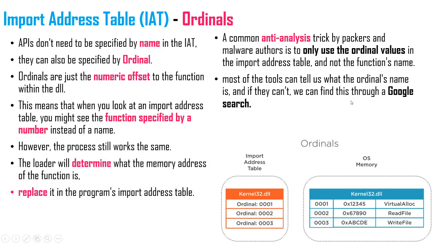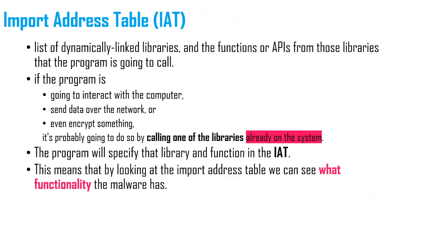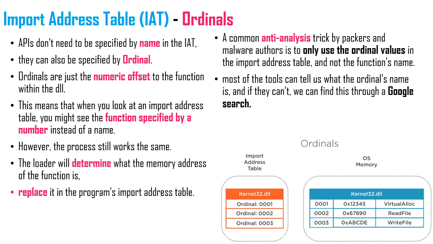The second thing I want to make clear is import address table ordinals. APIs don't need to be specified by name in the import address table. They can also be specified by the ordinal. An ordinal is nothing but a numeric offset to the functions within the DLL. This means that when you look at an import address table, you might see the functions specified by a number instead of a name. Here in this picture you can see it.